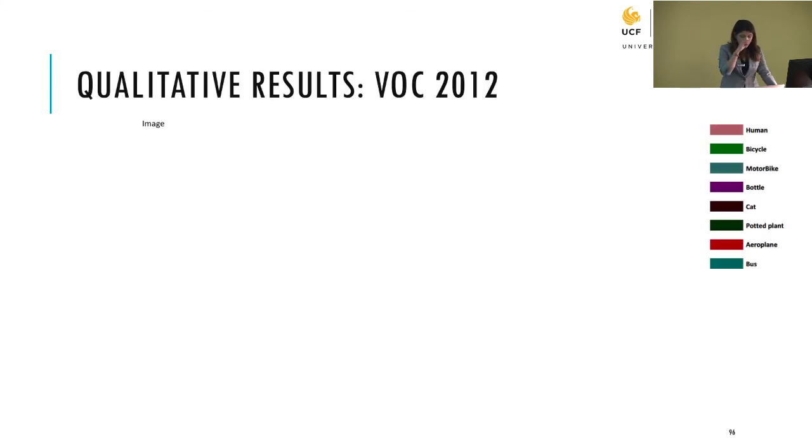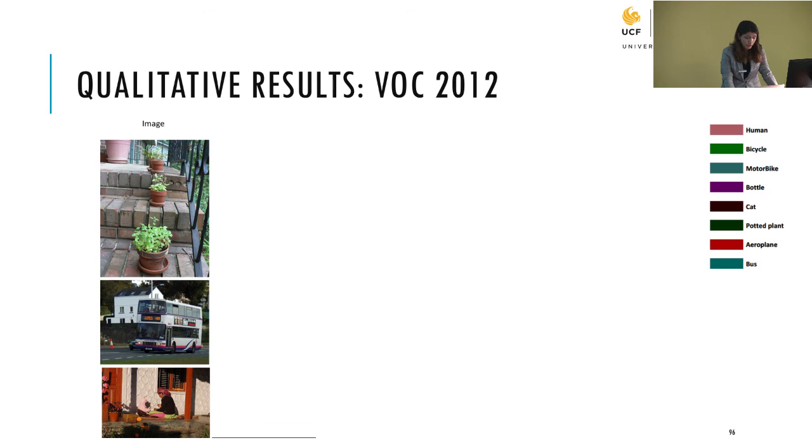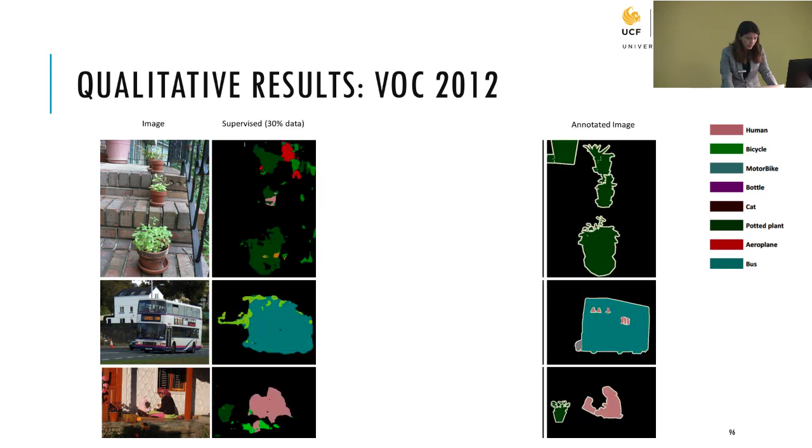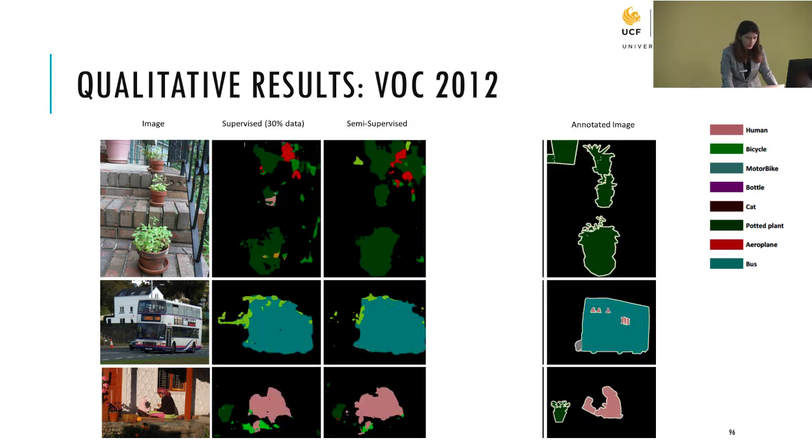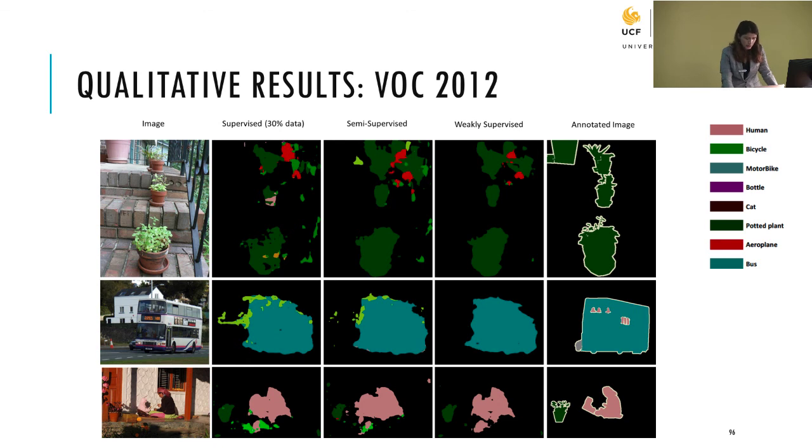These are some qualitative results if we just use 30%, about 400 of the labeled data. This is for the fully supervised, this is semi-supervised, and the weakly supervised. You can see we can get better maps.